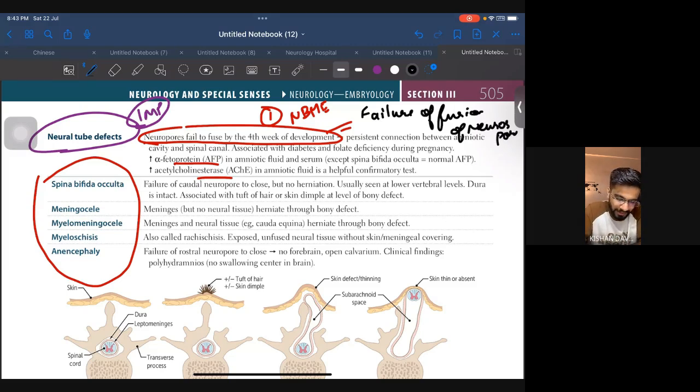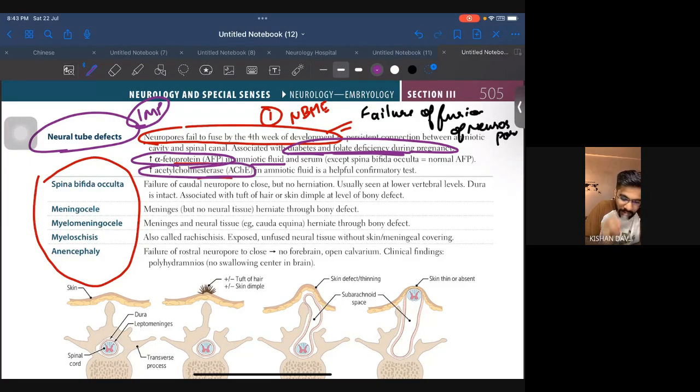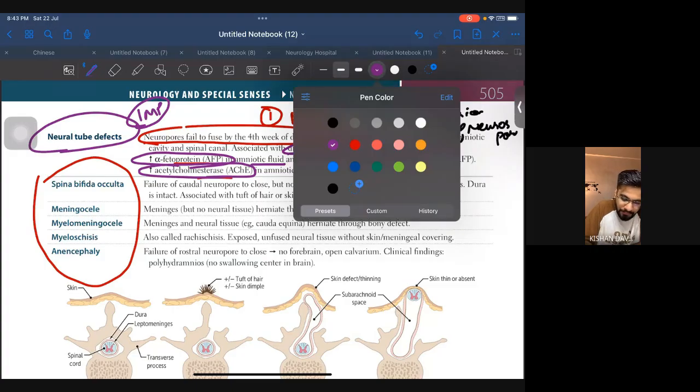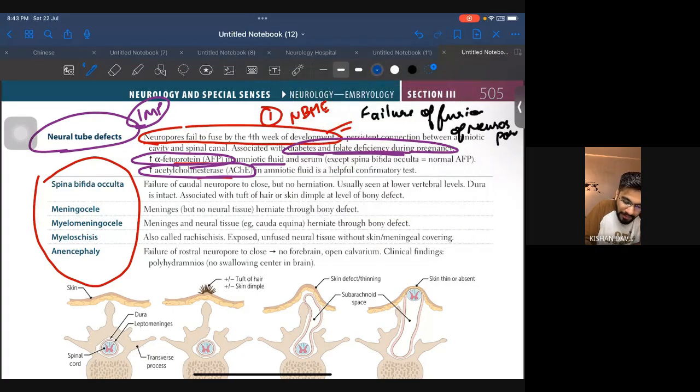Okay, so let's just see what is happening over here. It occurs with diabetes and folate deficiency during pregnancy. This is the lab value: alpha fetoprotein increase in amniotic fluid and acetylcholinesterase. Now one thing you need to take care: it is normal in spina bifida occulta. AFP is normal in spina bifida occulta. So AFP increase is not necessarily there.